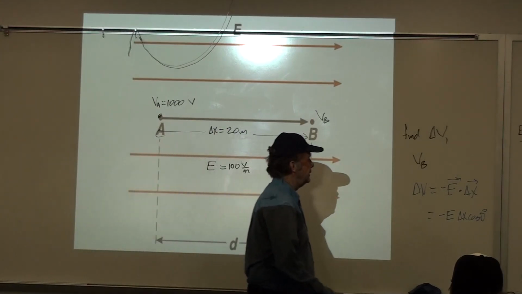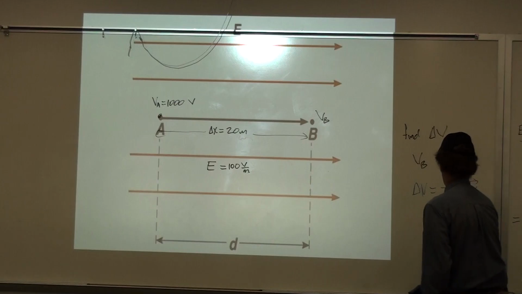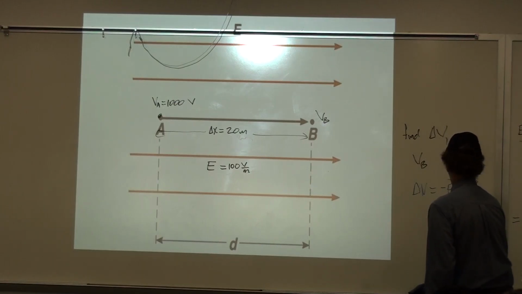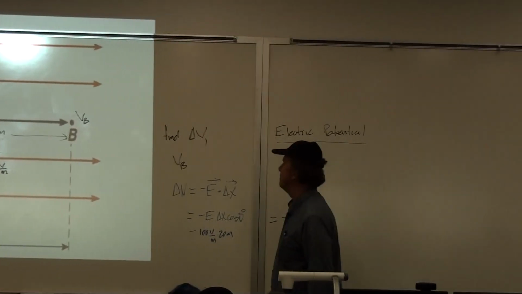So what are we going to get for this? What was your answer? 2,000? Is that plus or minus? Negative 2,000. Negative, good. So that would be minus 2,000 volts. This is going to be 100 volts per meter times 20 meters. So it gives you minus 2,000 volts for delta V. So therefore, what's VB?